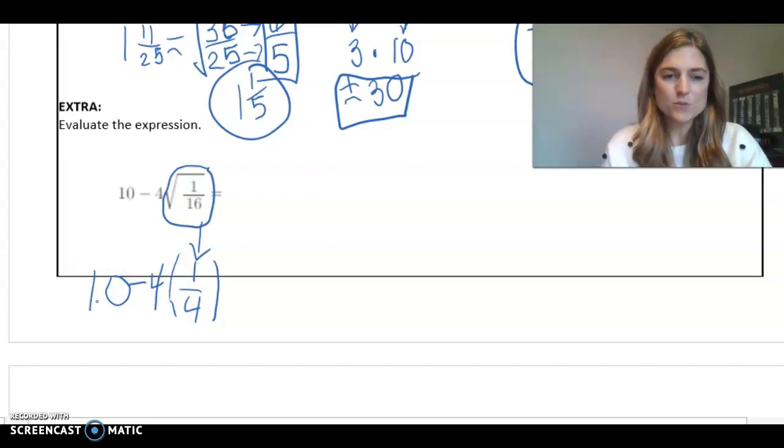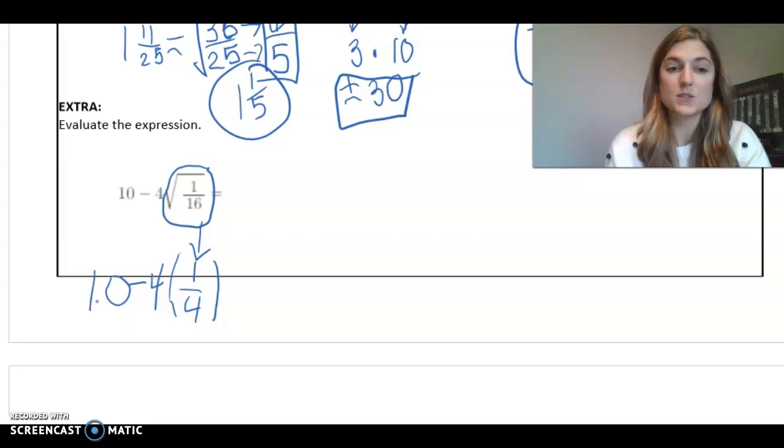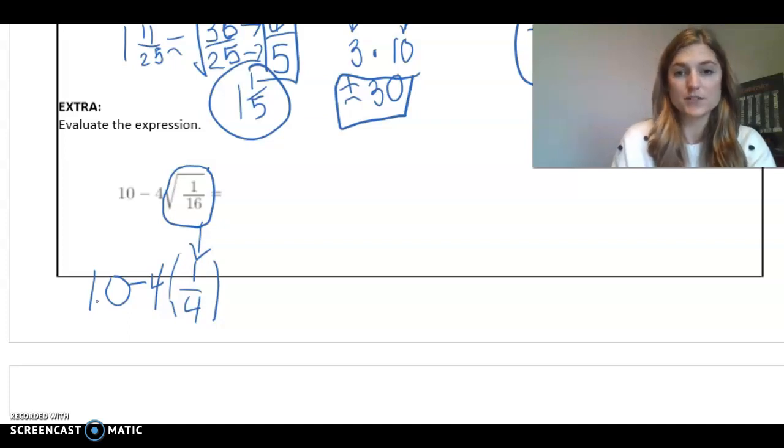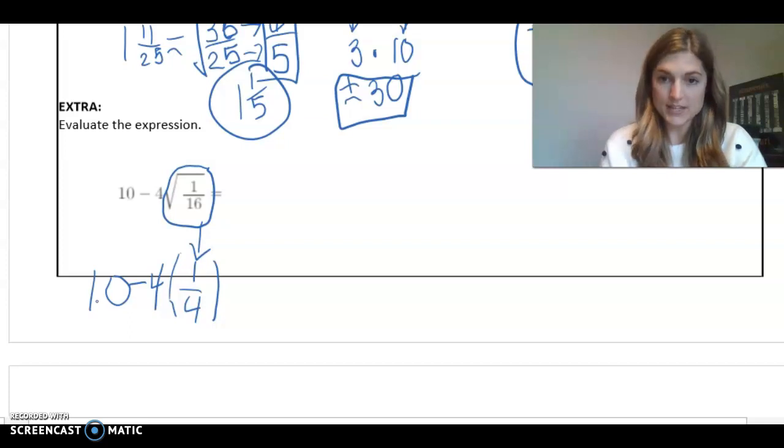So yes, you were able to drop that square root sign when you changed it to 1/4, because the square root of 1 is 1 and the square root of 16 is 4. But you still need to think of it as multiplication. Okay, so don't forget that.